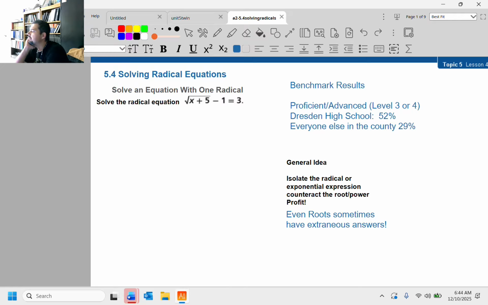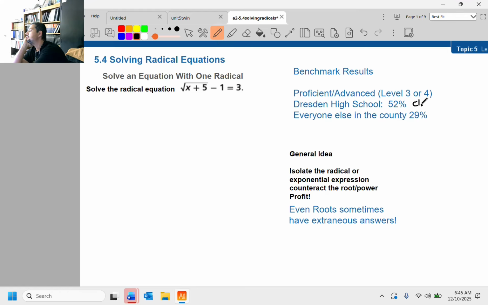Here's your benchmark results. In Dresden High School, our proficient-or-advanced rate was 52% versus everyone else in the county at 29%. So we obviously look better than the county, but I am accustomed to a number closer to 70%. So do better.